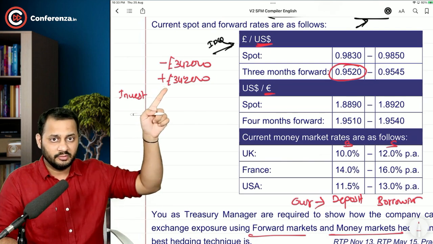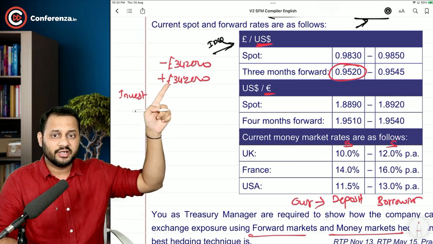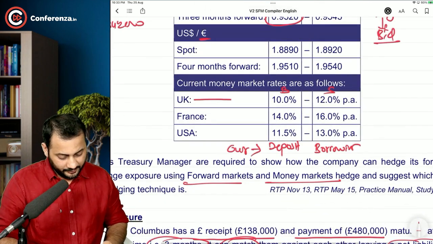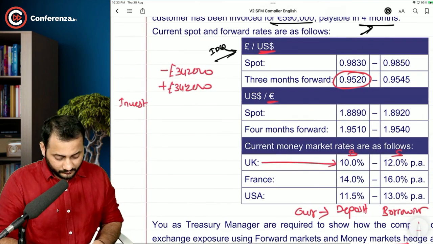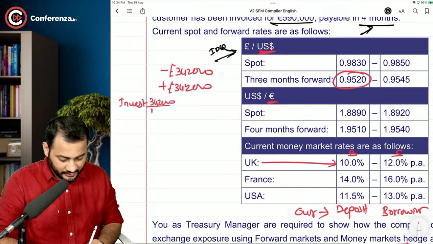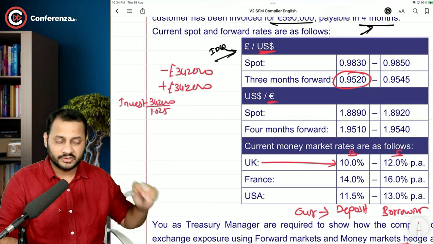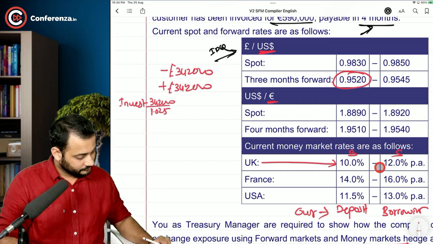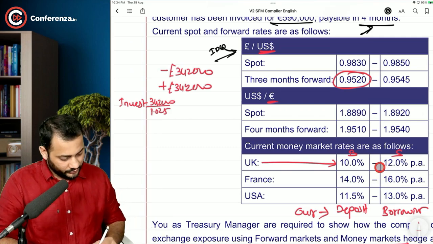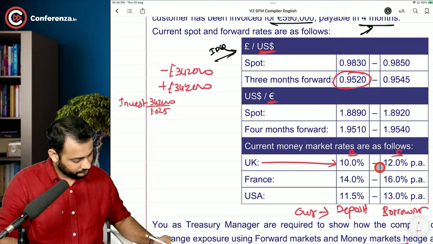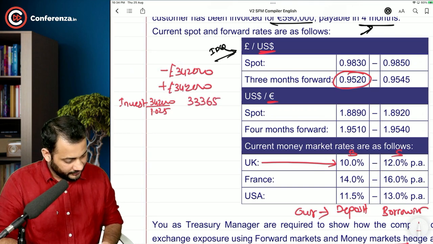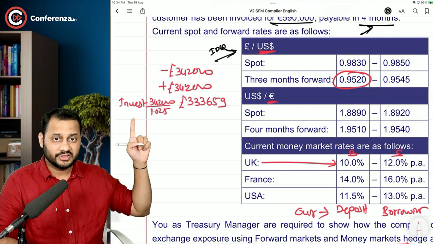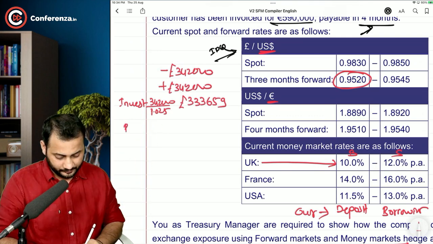We will invest in pound, right? So we need a deposit rate of GBP. GBP deposit rate is 10%, 10% per annum. How much for 3 months? 3,42,000 divided by 1.025, 2.5% for 3 months. So you will have to invest 333,659 pounds, and before investing this much you will have to first buy it.